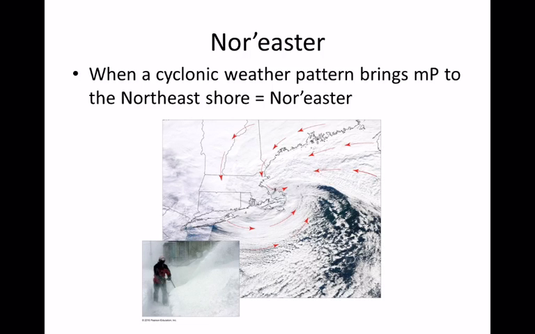All right. So a nor'easter is actually a type of mid-latitude cyclone, and you think of them on our northeast. At the crux of a nor'easter is that moist, cold air, the maritime polar air.